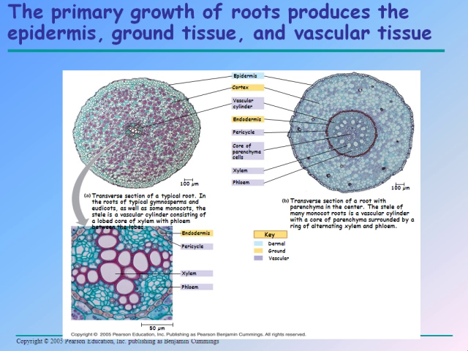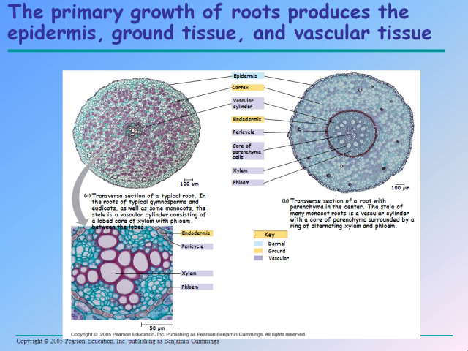So this is a typical root of gymnosperms or eudicots, and you can see the vascular cylinder here, cortex, epidermis. Let's take a closer look at this vascular cylinder, and you can see how it's divided. These round, large spaces are xylem, transporting water. Around it, within this vascular cylinder, is the phloem, transporting food.